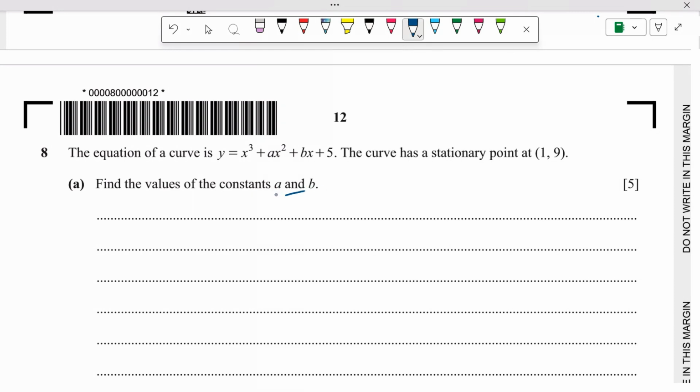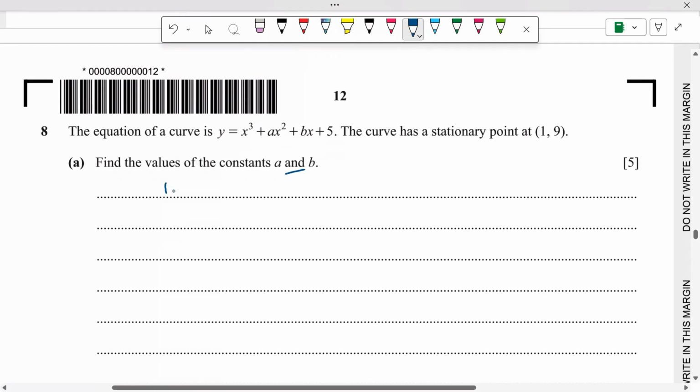These are two constants. We need two equations so that we can solve them simultaneously and find the values of a and b. The first equation can be obtained by using the concept of a stationary point. As we know that the curve has the stationary point (1, 9), it means this curve is passing through this stationary point, so this stationary point will satisfy the curve equation.